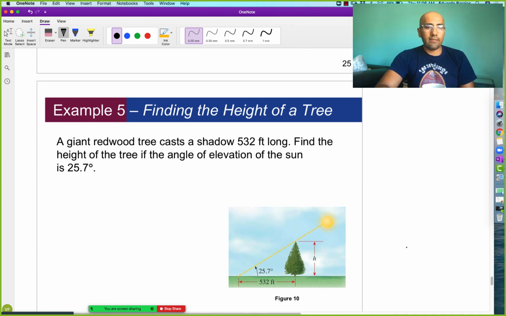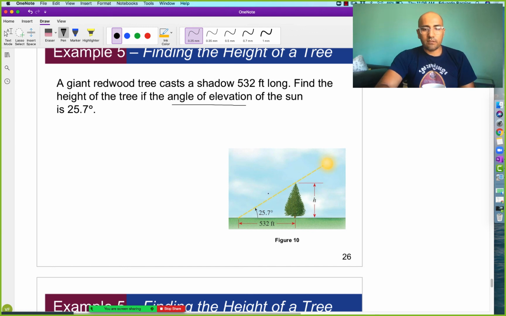Find the height of the tree if the angle of elevation of the sun is 25.7 degrees. Okay, just like the picture describes, here is the horizontal, and then we go up by 25.7 degrees. That's why it's called the angle of elevation. That always gets confusing, but luckily this comes with a nice picture to make sure we don't confuse it. So basically we have this triangle.